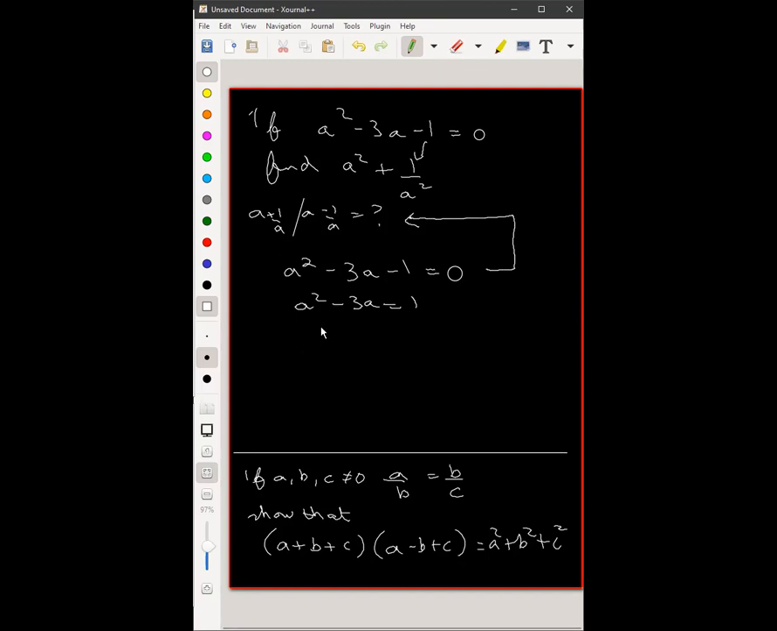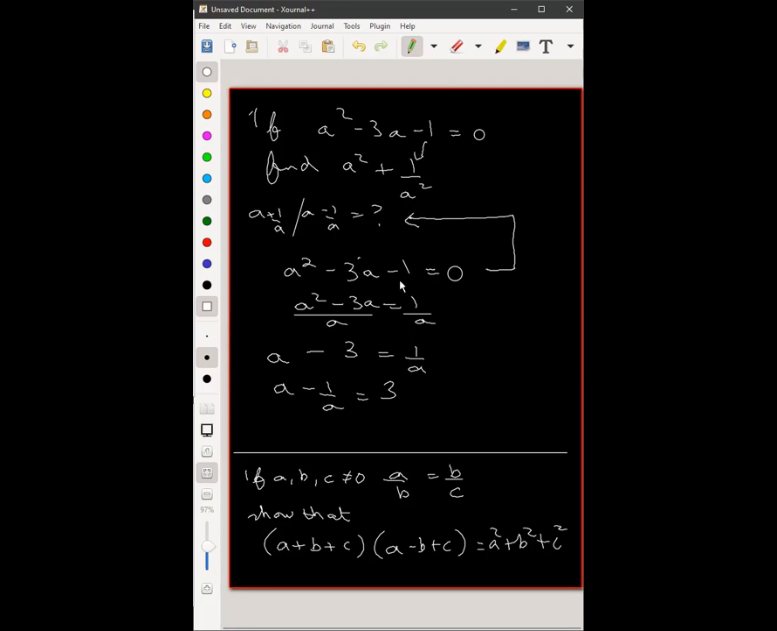Sir, divide both sides by a. So what will we get? We'll get a minus 3 minus 1 upon a is equal to 0, or a minus 1 upon a is equal to 3. Yes. So instead of minus 1, I could have taken actually minus 3, that's it. Minus 3a, right?